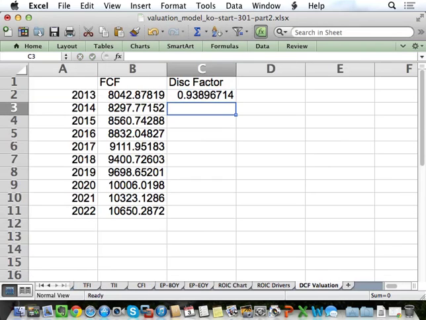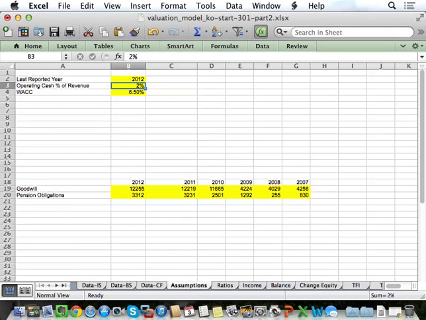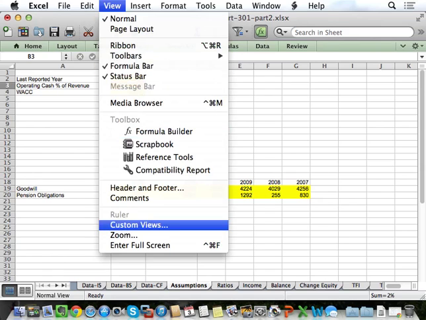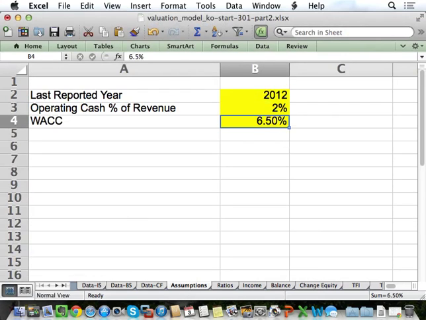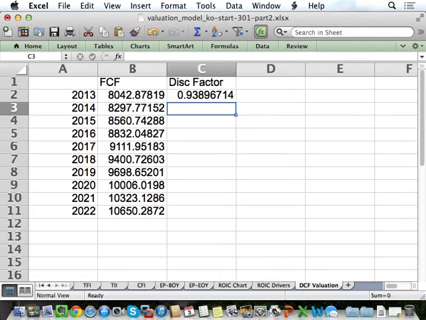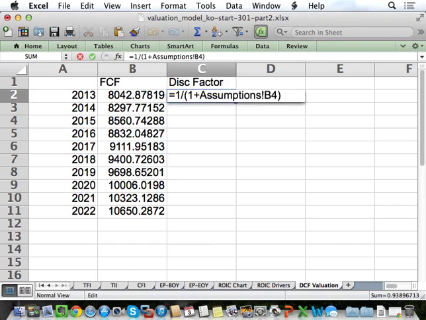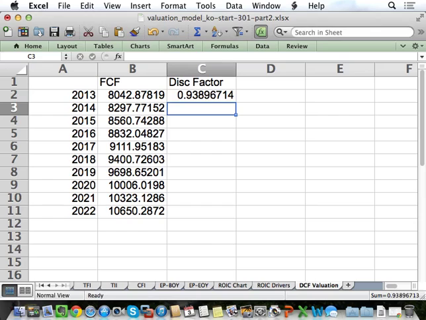So, when I go back to the assumptions tab, change the zoom to 200% to make it a little bit simpler, we're using a 6.5% discount rate. Well, using a 6.5% discount rate is the same as multiplying by 0.93896714, right? 1 divided by 1 plus r to the n. Okay. Now, I'm about to copy this down, so because I'm going to use the same cost of capital, I put a dollar sign in front of the B and a dollar sign in front of the 4 to make that an absolute reference.